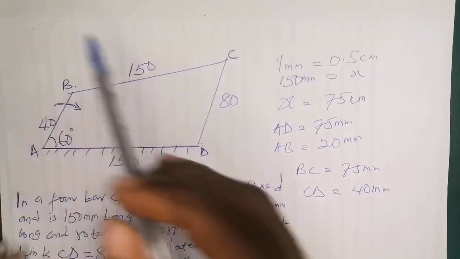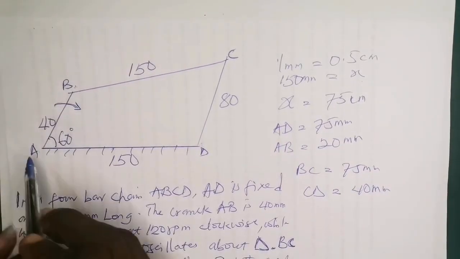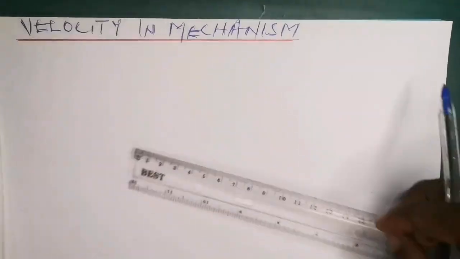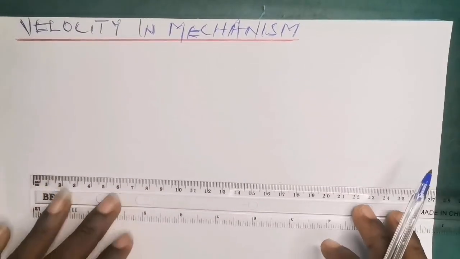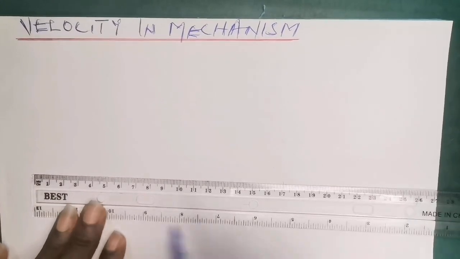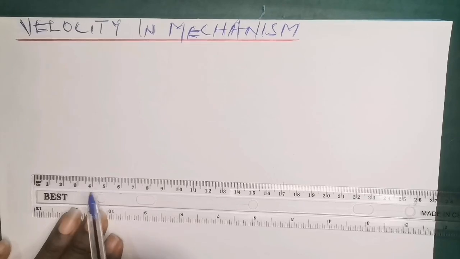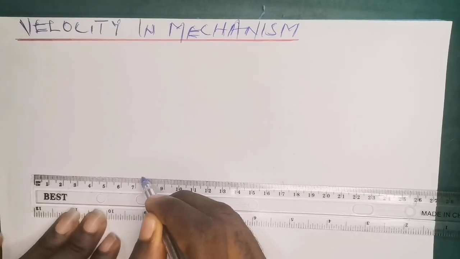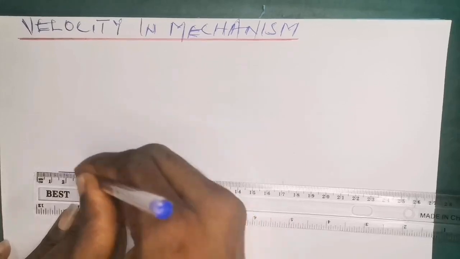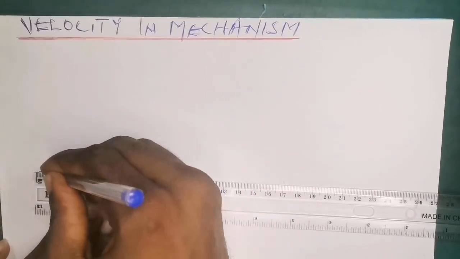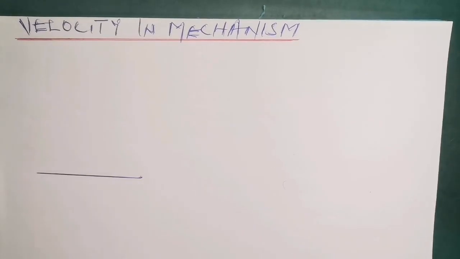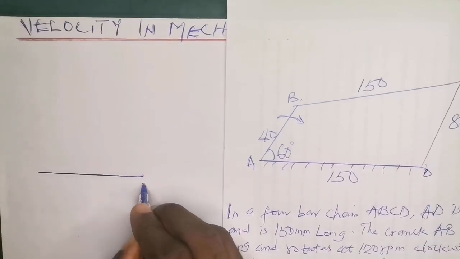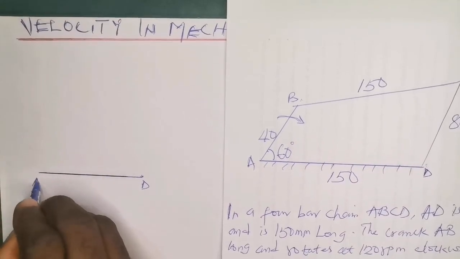So our first task is to plot this diagram using these scales now. We have to draw AD, which is 75 millimeter. So you pick out your meter rule and you draw AD, 75 millimeter. On your meter rule, this is 1, 2, 3, 4, 5, 6, 7. 75 is directly at the middle. So you trace out 75. So this is link AD. We've gotten AD. This is point D and this is point A.